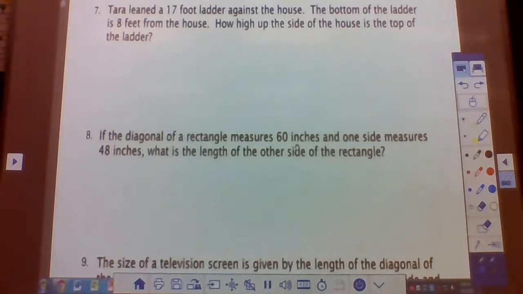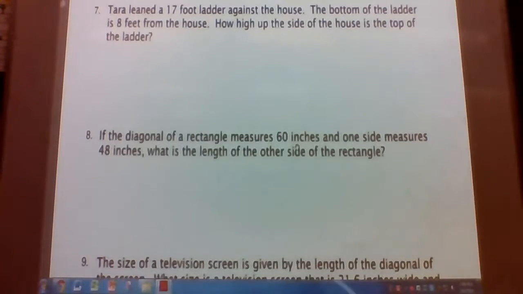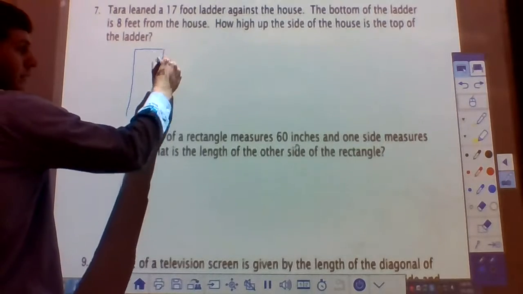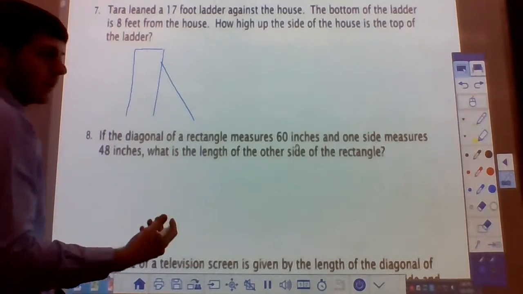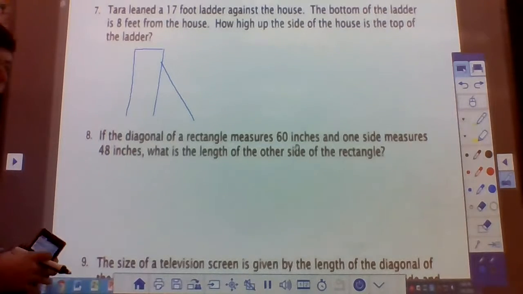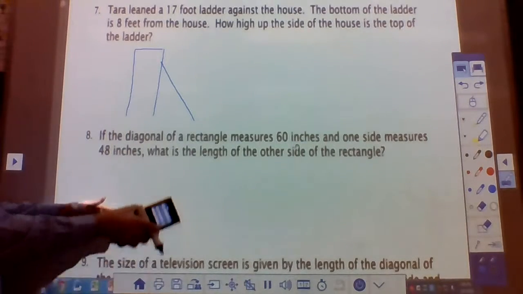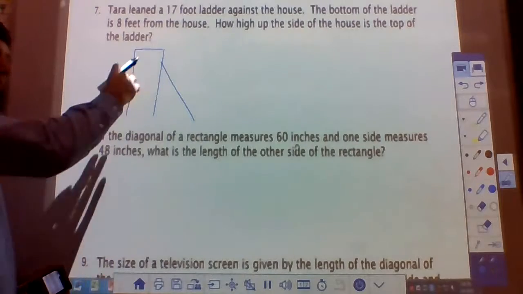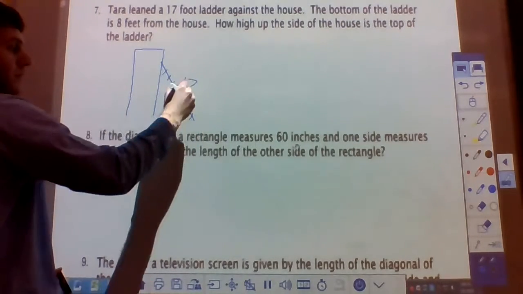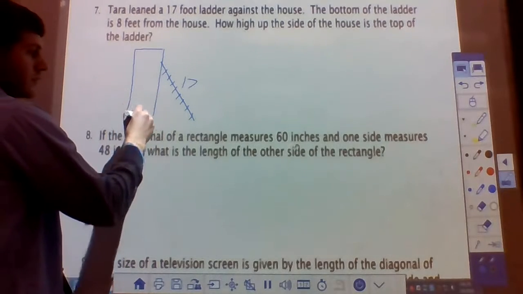Right. Tara leaned a 17-foot ladder against the house. So again, we have a house, we're leaning a ladder on the house. Imagine this in real life, if you're struggling to visualize it, right? The ladder's not laying on the ground, it's not laying straight up and down on the house. We're leaning it against the house. So that's our hypotenuse. Here's our ladder. It's 17 feet long.